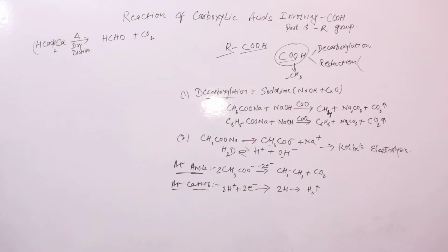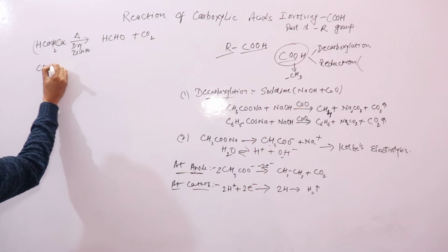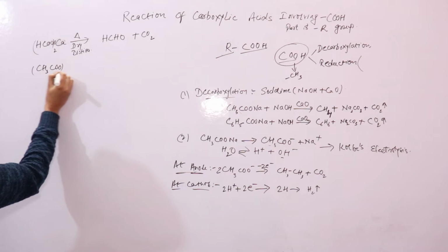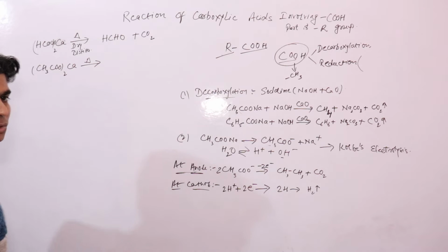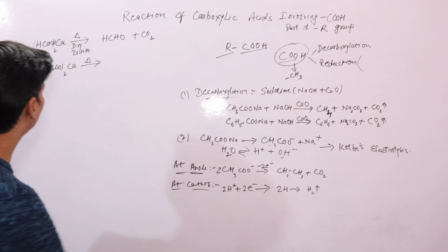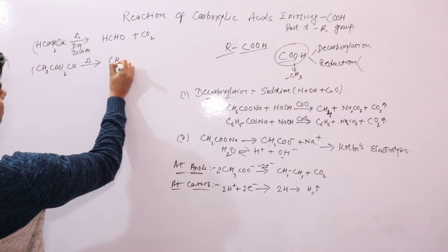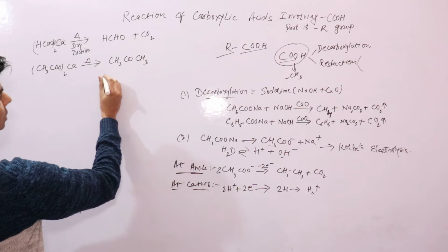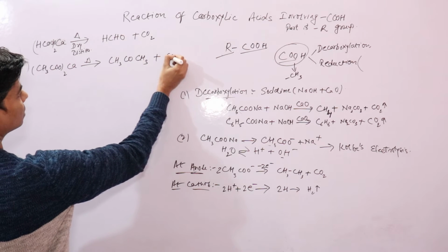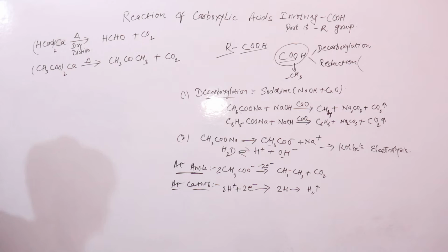Similarly, if you take calcium acetate, (CH3COO)2Ca, and do dry distillation, it will form CH3COCH3. This is your acetone, plus carbon dioxide plus calcium carbonate. It will form.